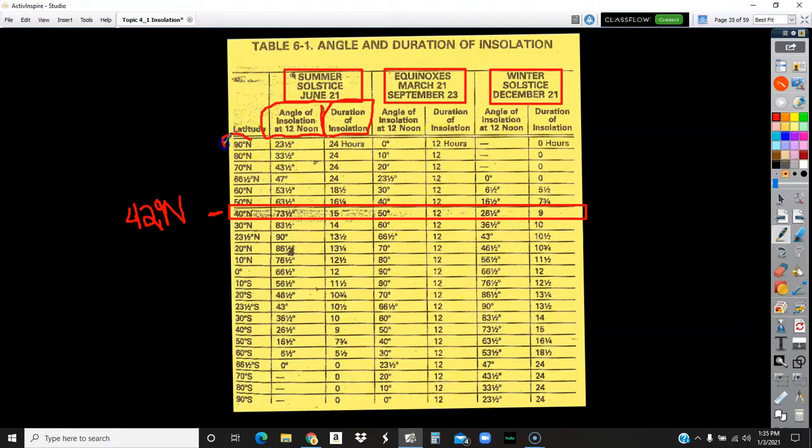Up here at the top is the North Pole, and at the bottom of this chart is the South Pole. Notice on March and September, what's the number for duration? 12, all the way up and down the column. Everybody's getting 12 hours of daylight. We are all equal on March and September.